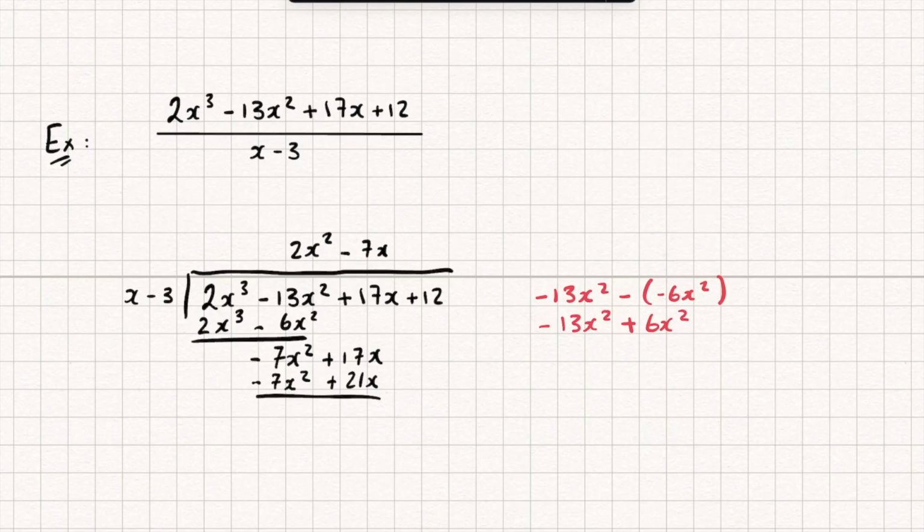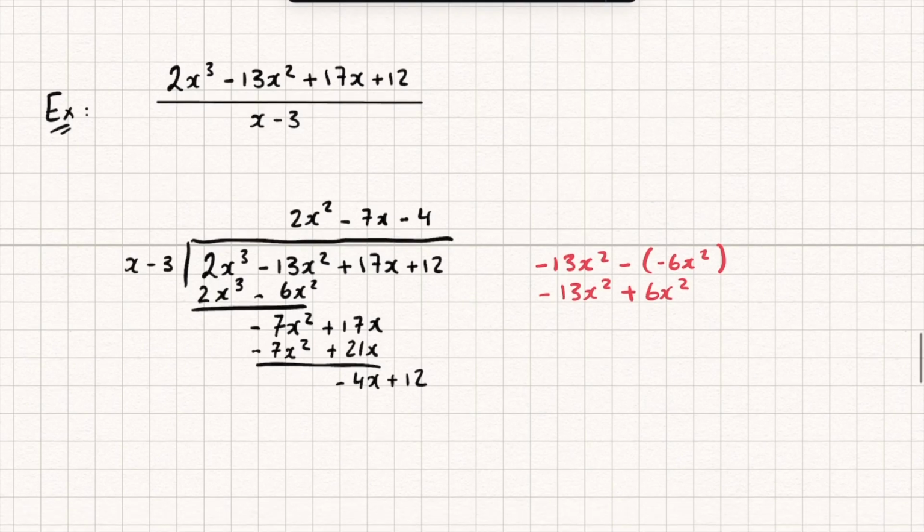So negative 7x squared subtract negative 7x squared is 0. And then we get 17x subtract 21x. That's going to give us negative 4x. Bring down this plus 12 like so. Then we repeat again and say, what do we multiply x by to take us to negative 4x? Well, that's just negative 4. And then we do the final bit of multiplication we need to do. So we do x multiplied by negative 4, which is negative 4x. Negative 3 multiplied by negative 4, which is plus 12.